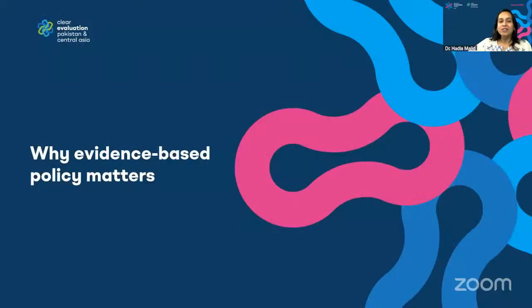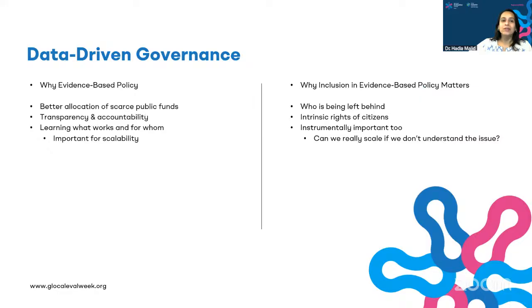So why evidence-based policy? There's now quite a concerted effort to do data-driven governance. The idea there is that anytime you're making a policy design, you want to think through the policy from a data perspective. The arguments here are that this allows for better allocation of scarce public funds. Wherever you are in the world, you don't have a huge pile of money that you can use. There's, of course, opportunity costs for allocating funds in specific manners. And we want to make the best use of the funds.